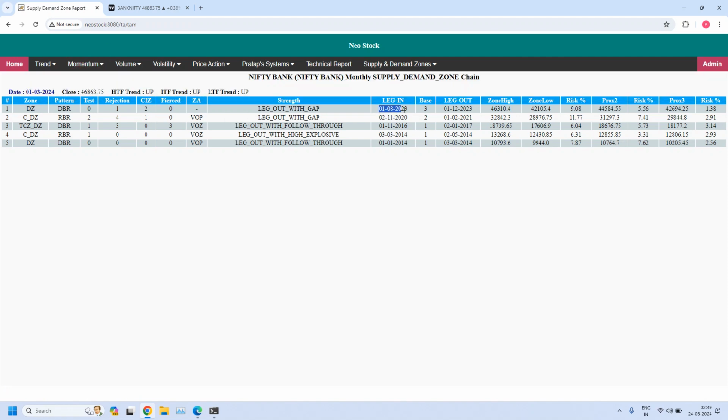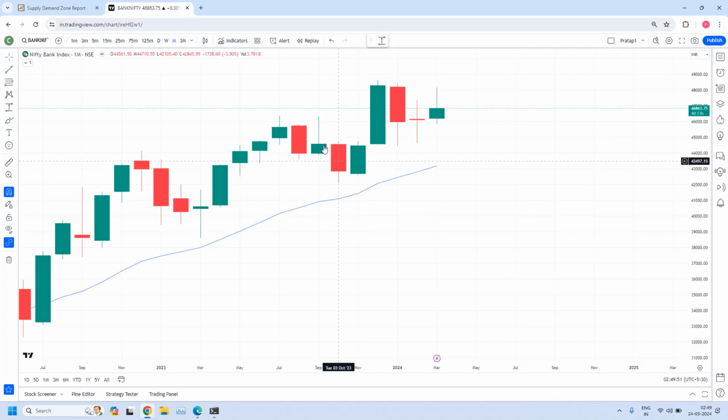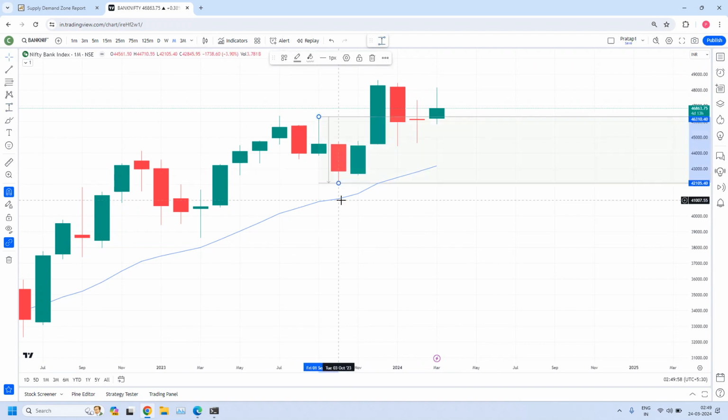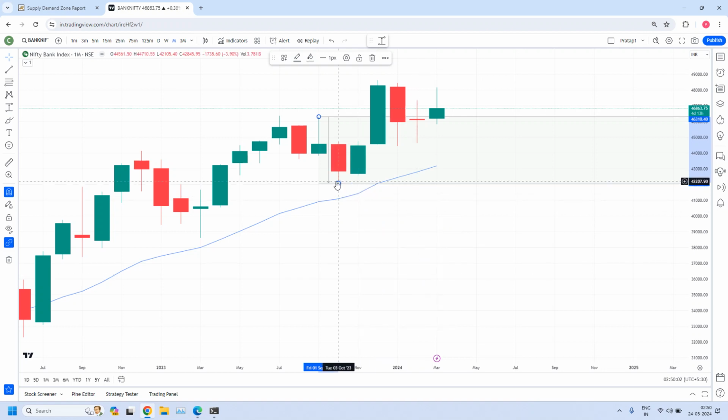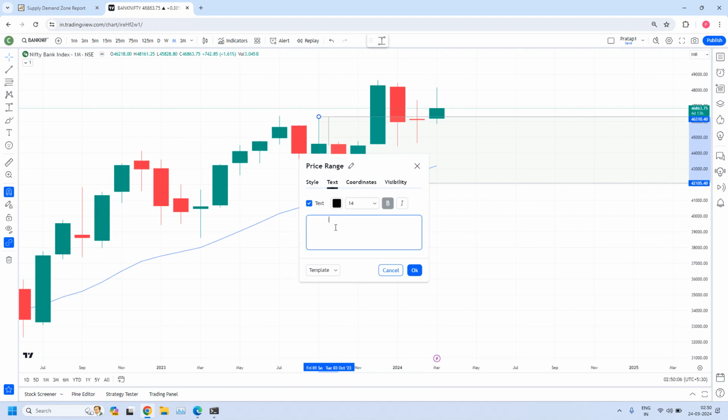See here, the 1/8/2023 is the leg in, 3 base candles. So this is 1/8/2023. Now let us draw the monthly zone. This is the monthly demand zone. Let me add a label also here. This is a normal demand zone.